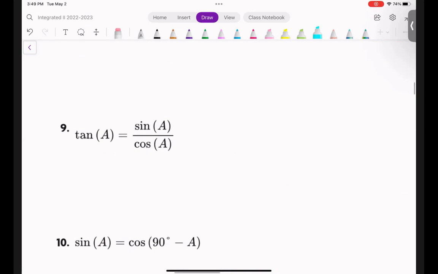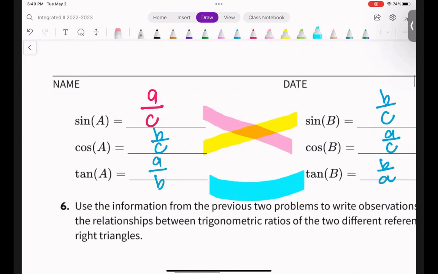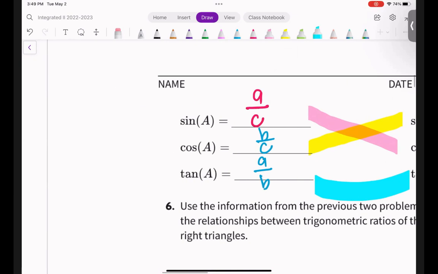Okay, tangent equals sine over cosine. So that's A over C over B over C. And if you remember, when you divide by a fraction, you multiply by the reciprocal, right? It is A over B. I wonder if that's always true.